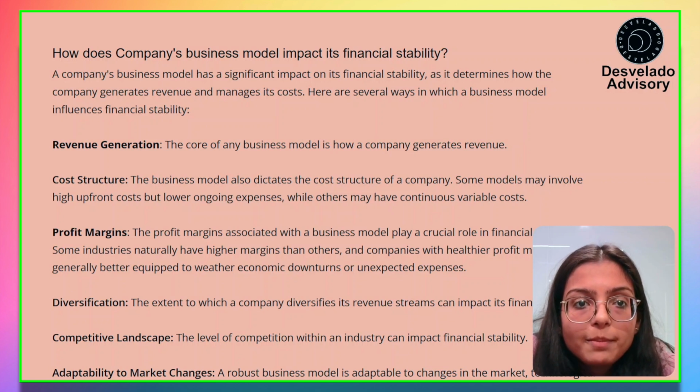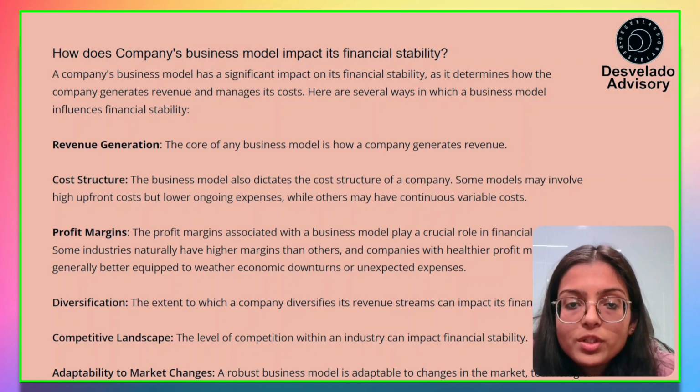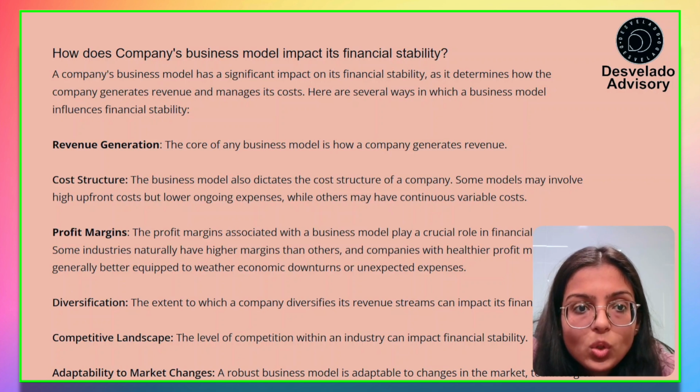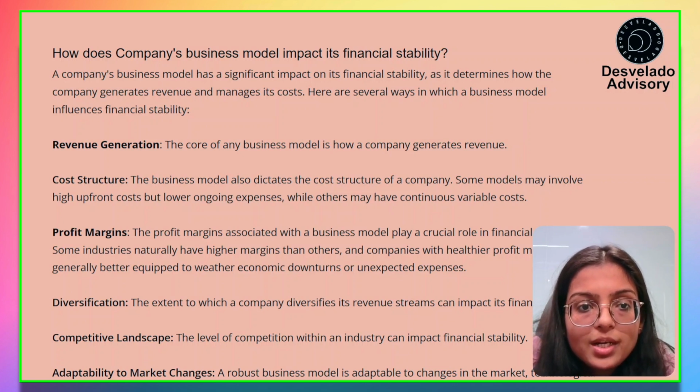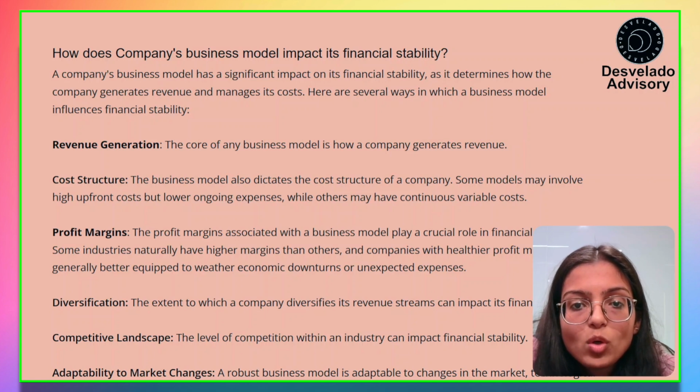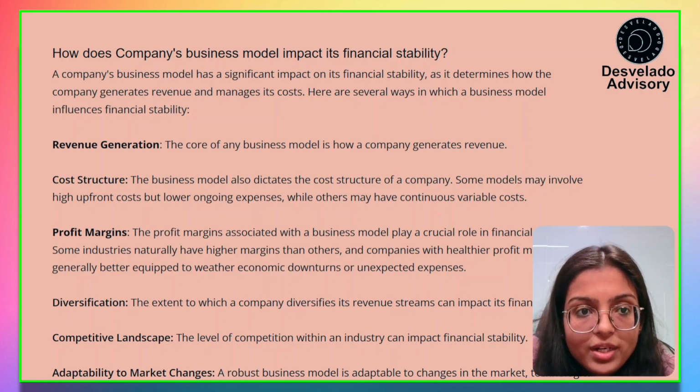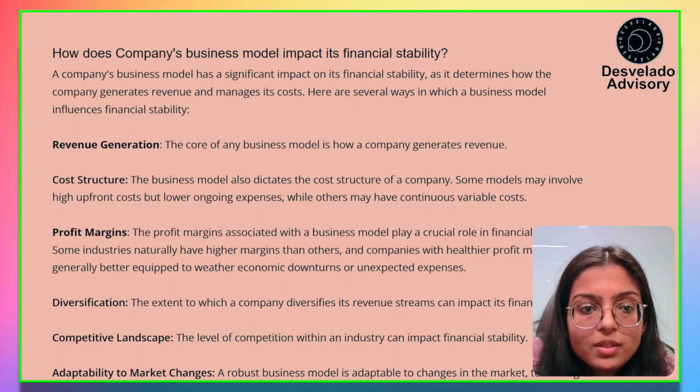Now we'll talk about how a company's business model impacts its financial stability. A company's business model has a very significant impact on its financial stability, as it determines how the company generates revenue and manages its costs. There are several ways in which a business model can influence financial stability. That includes revenue generation, which is the core of any business model: how a company generates revenue. Cost structure, which means how the business manages its upfront costs and ongoing expenses.